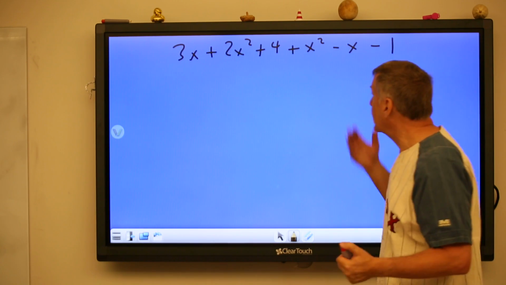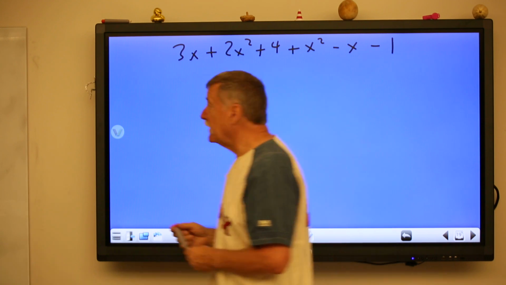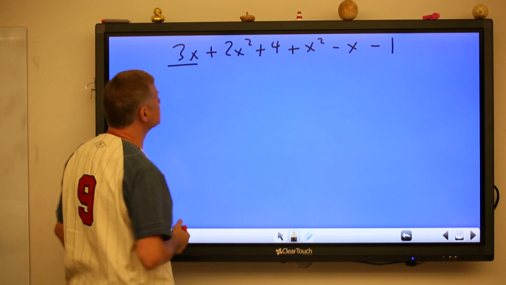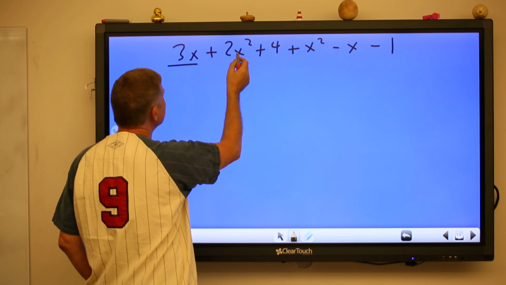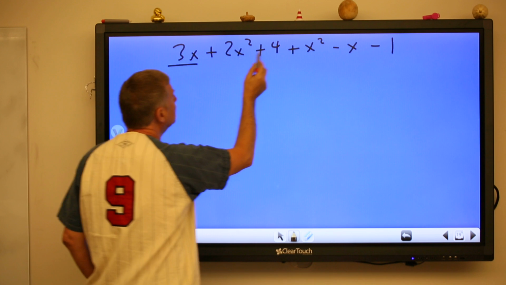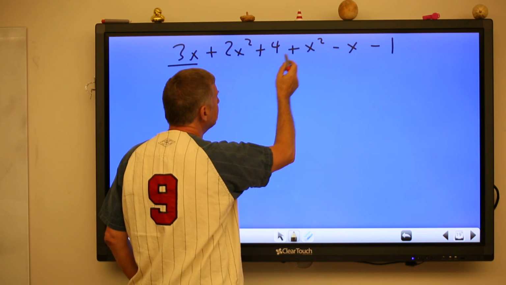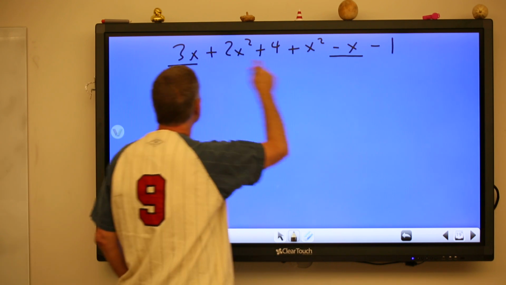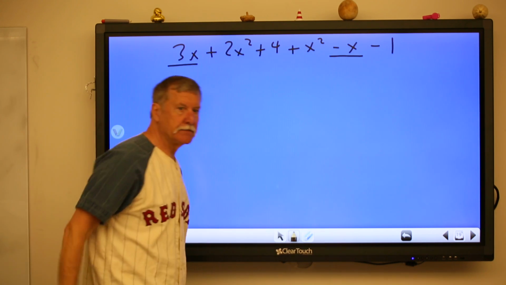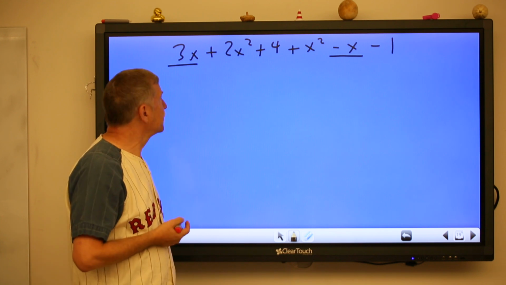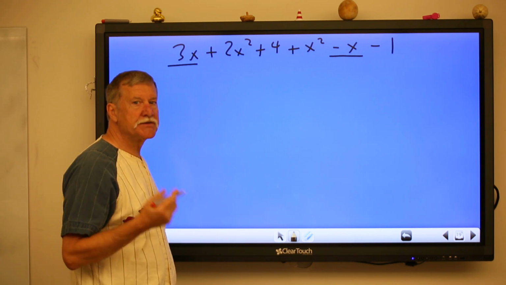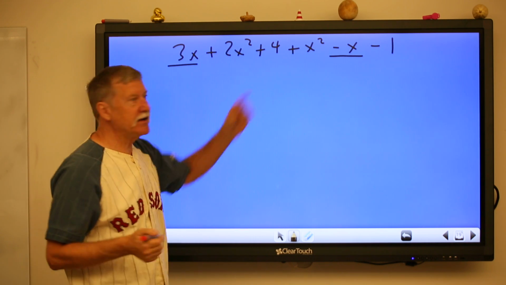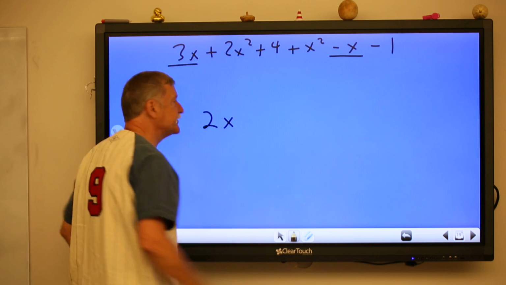So you'll see things like some big, long, hairy expression like this. All right? So first we want to identify like terms. Here's 3x. Anything else like 3x? 2x squared? Nah, that's a different exponent. 4? No, there's no x there. X squared? Nah. Minus x. Ah, there's a like term. So 3x minus x. You would say combining 3x, take away an x, and the answer is, yeah, 2x. 3 apples, take away an apple, leaves you 2 apples, 2x.